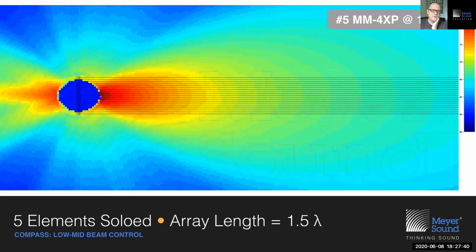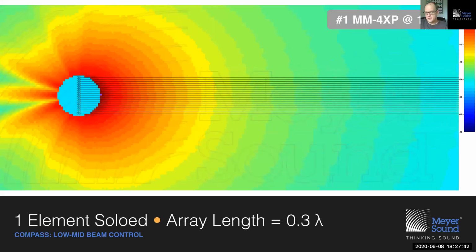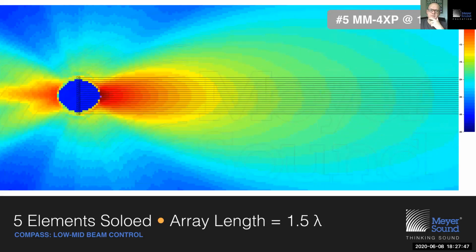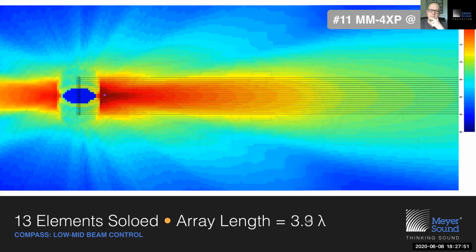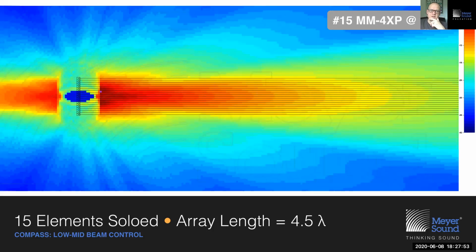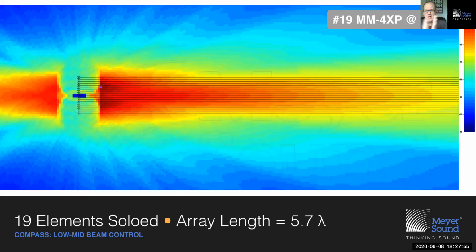If we go back to one element, again, well over hemispherical, but every time we add more elements, making the line effectively longer, you clearly see the beam being narrowed, the beam being squashed as a function of line length. So that is what's going on at low frequencies.